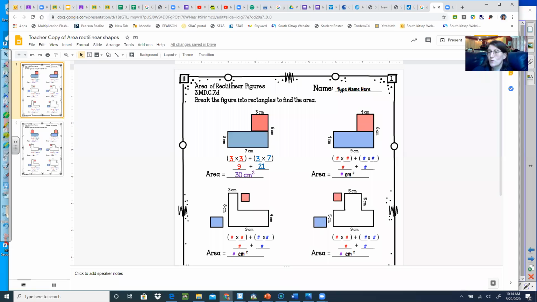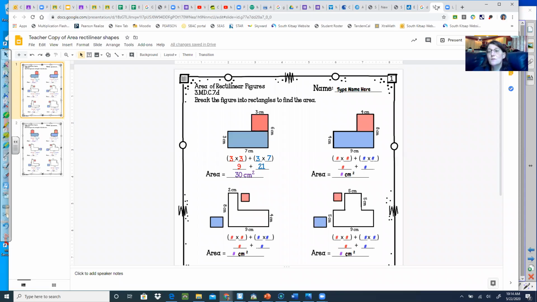This one is on rectilinear shapes. That is a fun word to say. So I am going to share my screen so that we can get right to it. I hope that you have pulled up your digital version of the paper and that you're going to do it with me.